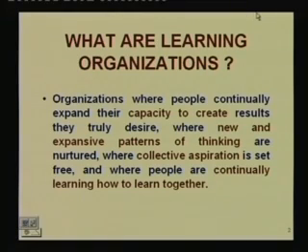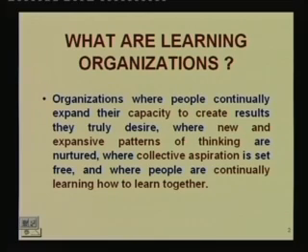See, learning organizations are organizations where people continually expand their capacity to create results they truly desire, where new and expansive patterns of thinking are nurtured, where collective aspiration is set free, and where people are continually learning how to learn together. So, this is a definition of learning organization.